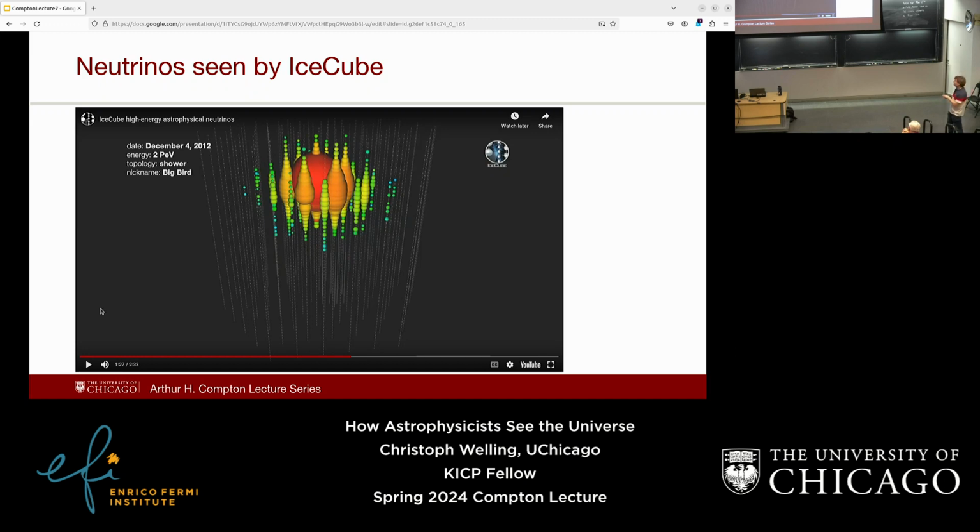In the initial interaction between the neutrino and the ice, you get a particle shower that produces a lot of light. And if it just happens to occur really close to one of your detectors, then you see a lot of light. So that's what this is. This red blob is just one detector, but because it's right next to the shower, it sees so much light. And Big Bird also happens to be probably one of the highest energy neutrinos ever observed.